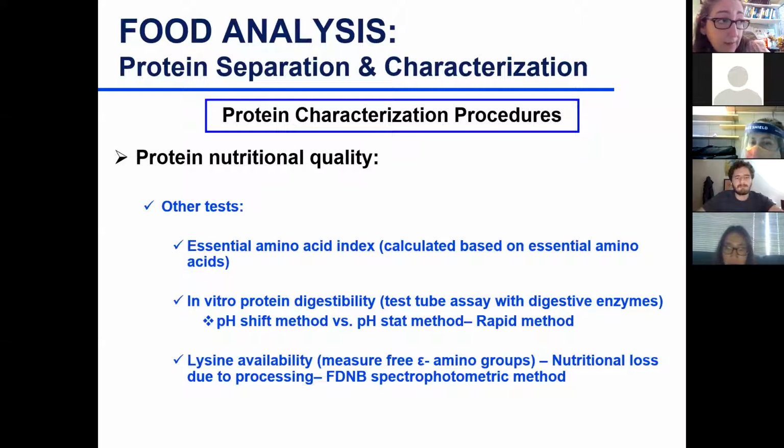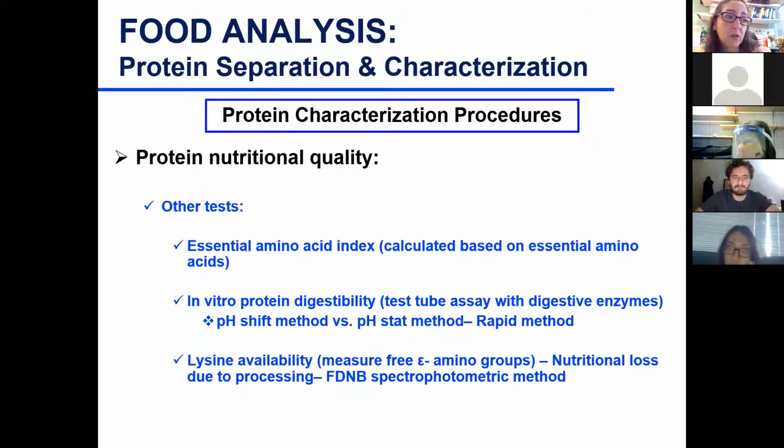Lastly, here's the lysine availability. Lysine is an important essential amino acid, and it does get destroyed during processing, especially when we potentially have reducing sugars, where you can get a reaction with the reducing sugar and you lose lysine due to the Maillard reaction. So there are specific assays where you look at loss of lysine.